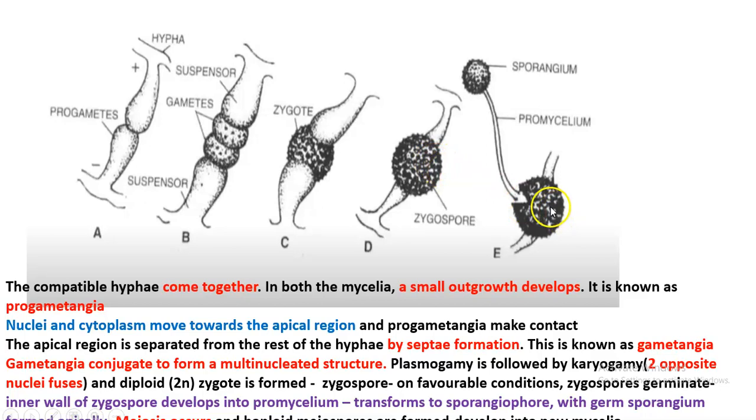When the favorable condition arises, there will be the germination of the zygospore into a promycelium. Why promycelium? Because this will be maturing itself into a proper mycelium. Now this promycelium will be carrying a sporangium on its tip. We know that this is germinated from the zygote, so this sporangium is 2N. Now it will be undergoing meiosis, and it will be releasing meiotic spores or meiospores.